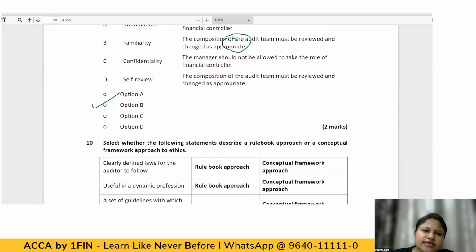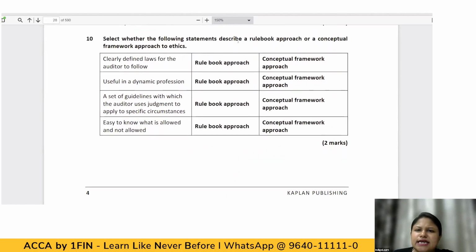Familiarity threat, option B. Then select whether the following statements describe a rule book approach or a conceptual framework. So what is a rule book? A rule book is like law: you have to follow it strictly without using any of your understanding. You cannot use your own judgment. A conceptual framework is where they give you only principles, and as and when you require, you can adjust depending upon the situation. Clearly defines laws for the auditor to follow.